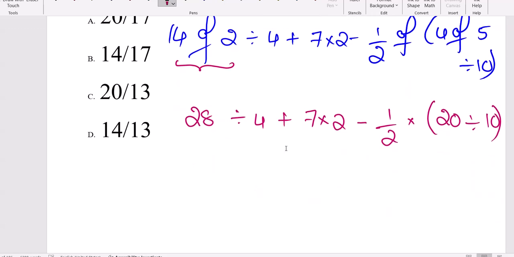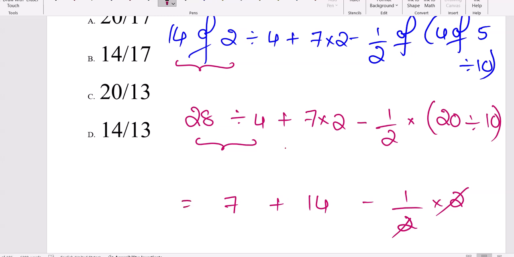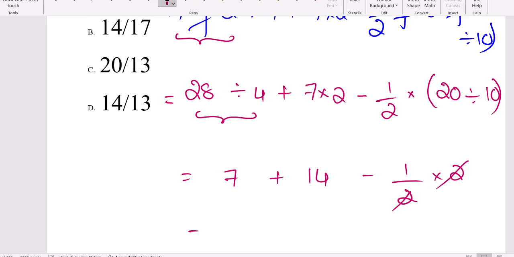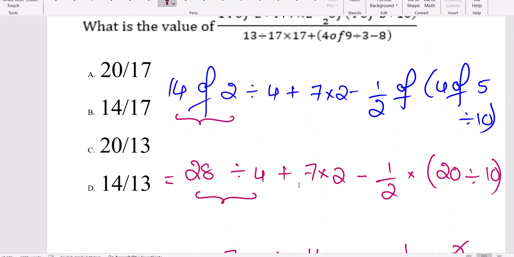We'll check it out. Once brackets are done, this we should also complete first. 20 divided by 10 is nothing but 2. Half into 2 is nothing but 1. Here this right term is 1. Here division, 20 divided by 4 is 7. Here 7 into 2, 14. So 21 minus 1 is equal to 20. Numerator is 20. There are two options which hold good with 20 as numerator.